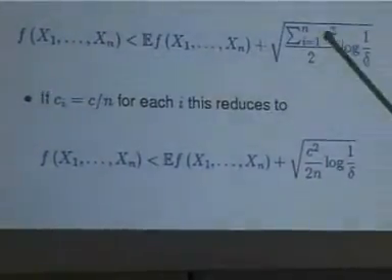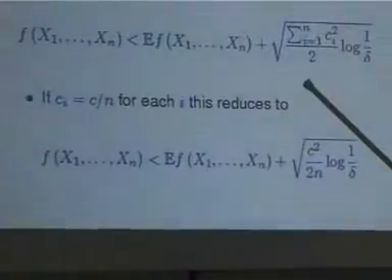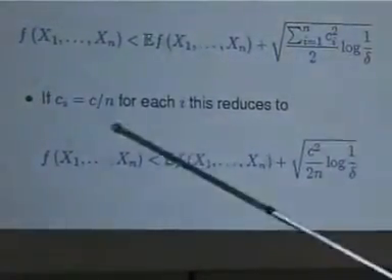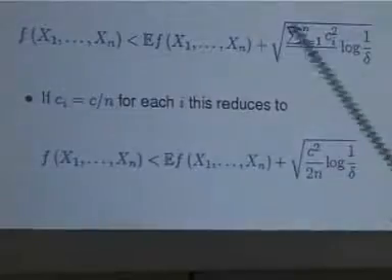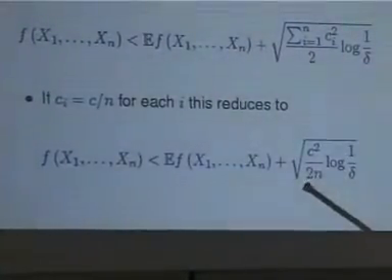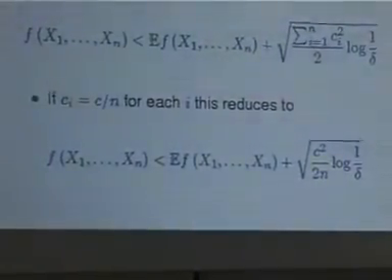Notice that though we had 1 over N squared, the sum is from 1 up to N, so we get N copies of C, and one of the N's therefore cancels. So we end up with C squared divided by 2N. Okay?